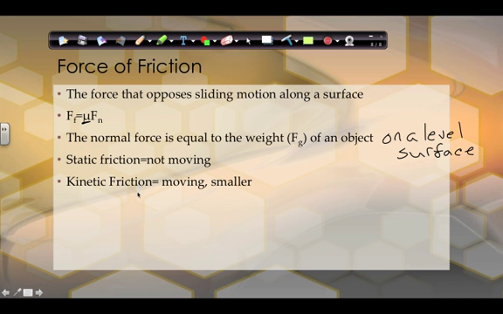All right, so you have two different types of friction forces. You have static friction and kinetic friction. Static friction happens when the object is not moving. So you might be pushing on an object trying to get it to start moving, and that would be static friction. And then kinetic friction is when you are actually moving the object across the floor or across the surface. Now, your kinetic friction will always be smaller than the static because it is harder to get the object to start moving than it is to keep it moving.